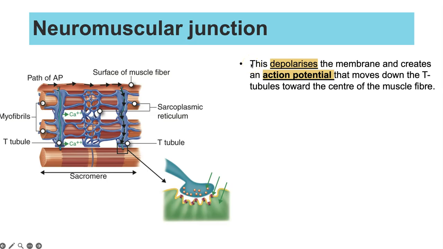Those sodium ions diffusing into the sarcolemma is going to cause the membrane to depolarize, which means it's starting to become more positive, and that's because the sodium ions are diffusing in. And if that reaches that minus 55 millivolt threshold, then an action potential will be generated. And that action potential then moves down the T tubules towards the center of the muscle fiber.